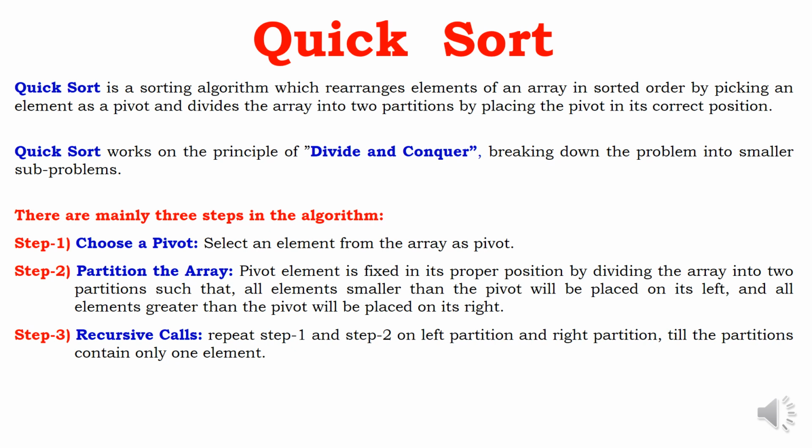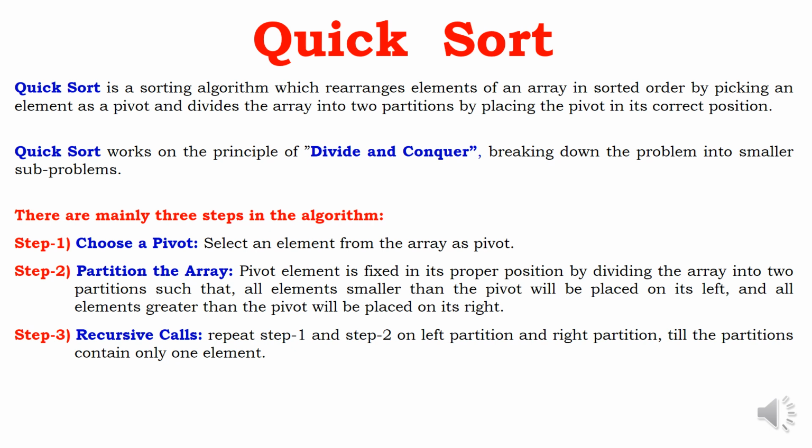There are mainly three steps in the algorithm. Step 1. Choose a pivot, that is, select an element from the array as a pivot element. Step 2. Partition the array. The pivot element is fixed in its proper position by dividing the array into two partitions such that all elements smaller than the pivot will be placed on its left and all elements greater than the pivot will be placed on its right. Step 3. Recursive calls. Repeat step 1 and step 2 on the left partition and right partition till the partitions contain only one element.